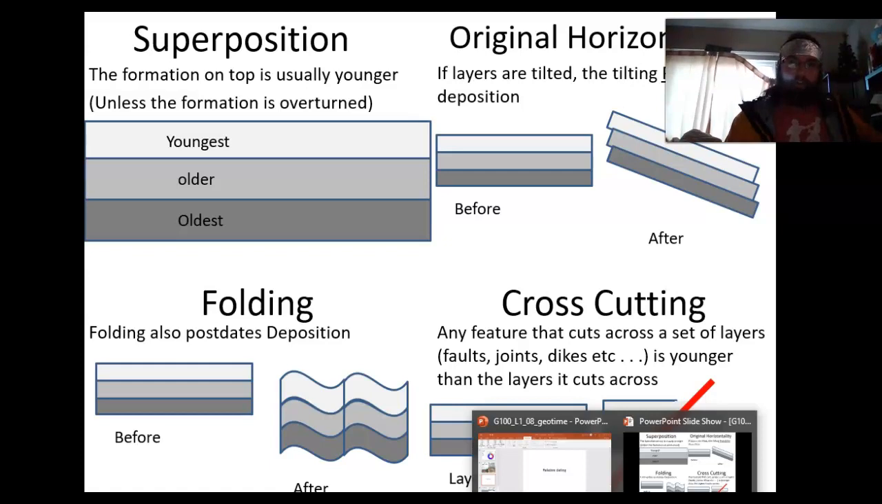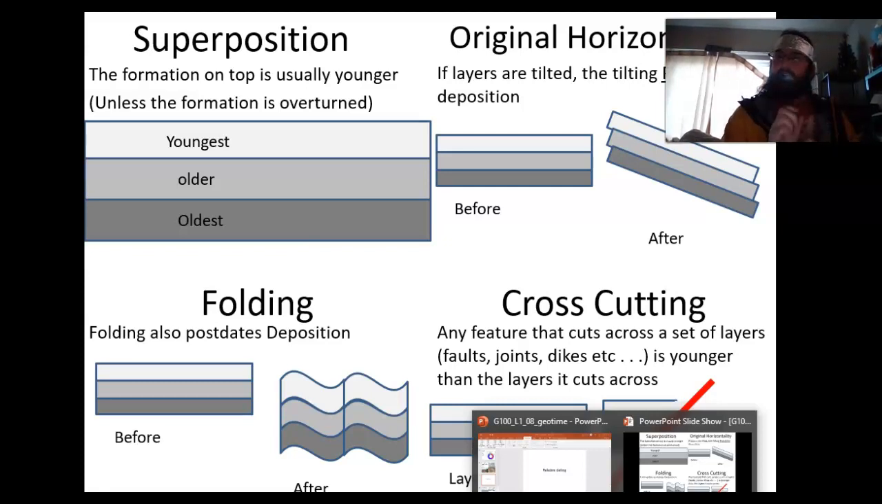So first rule of relative dating, it's a bedding, it's a plane, it's superposition. Can't you tell I'm dressed as a super by the outlandish getup? No, that's because I'm doing something else interesting tonight, but superposition is a very simple rule that says the youngest formation is usually the formation that is on top.